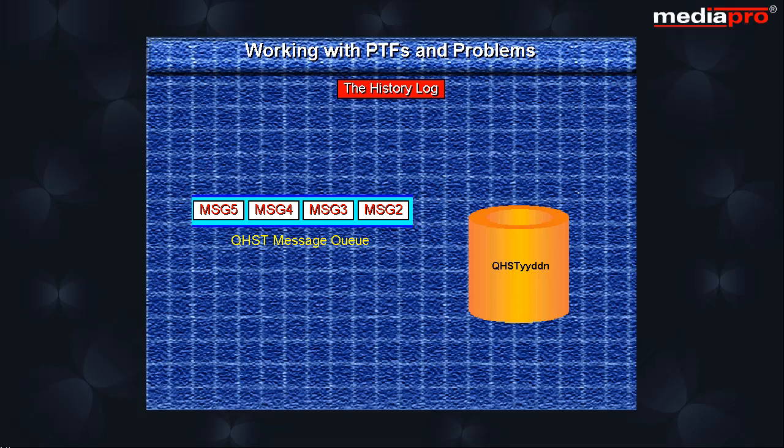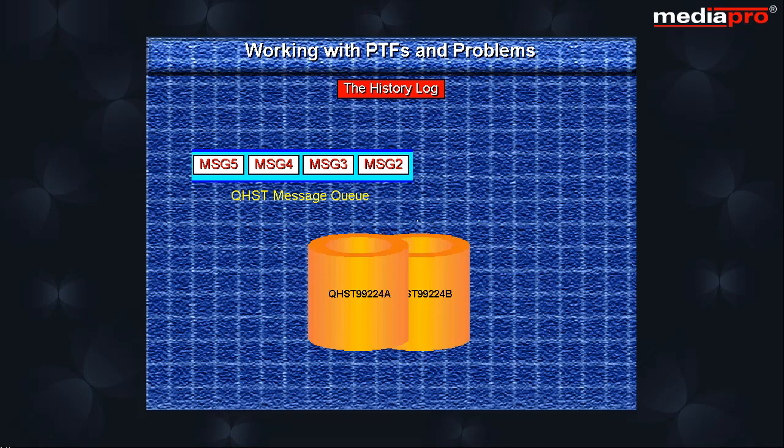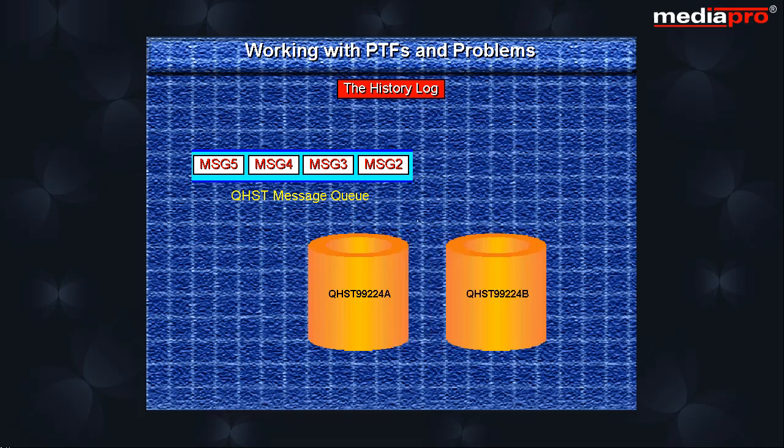The name of the history log file is made up of characters QHST followed by the Julian date when this log was created and a sequence number. When the current log file becomes full, another log file is created.